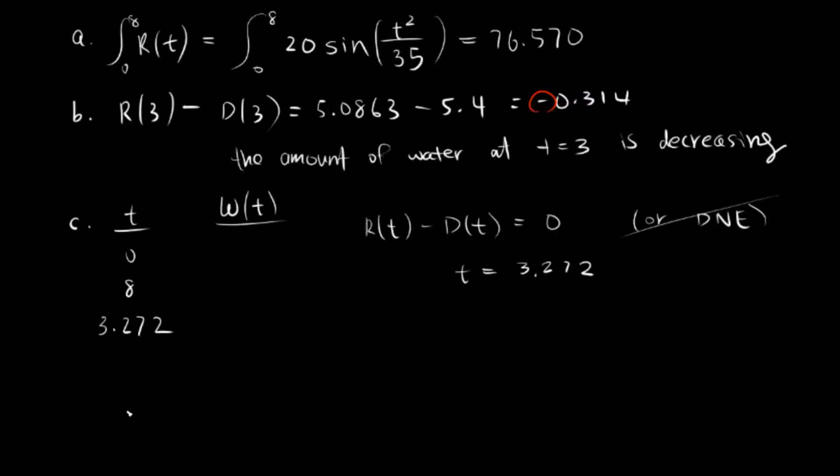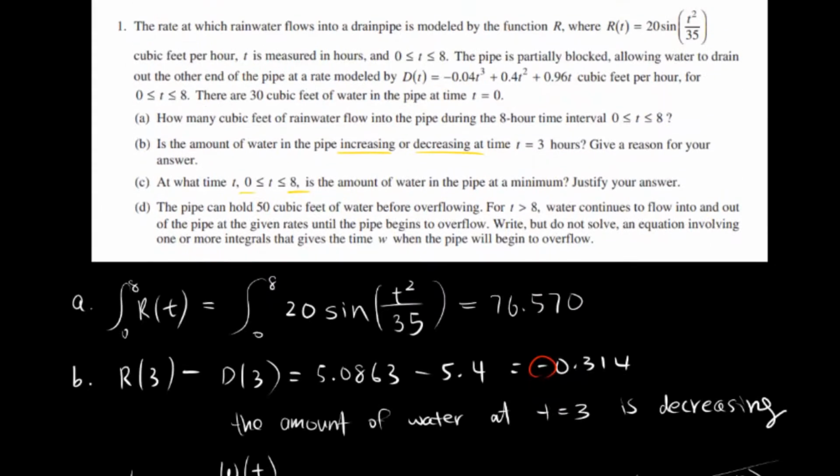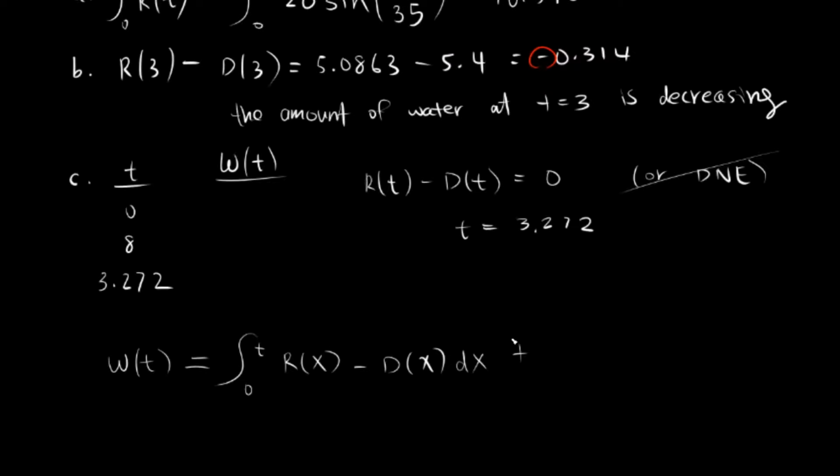Now we can model w of t as the definite integral from 0 to t of r of x, which is the same thing as r of t, subtracted from d of x, which is the same thing as d of t, dx, plus the initial amount of water the problem gives us, the 30 cubic feet of water. So this is plus 30.